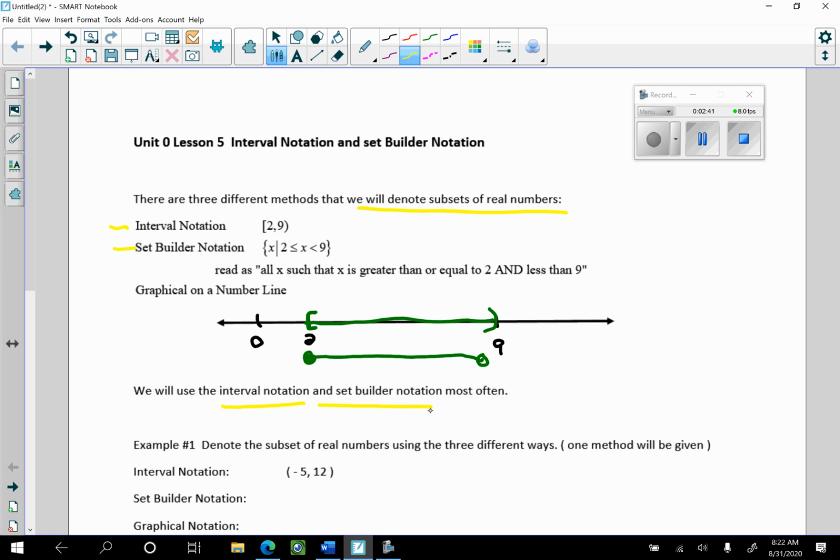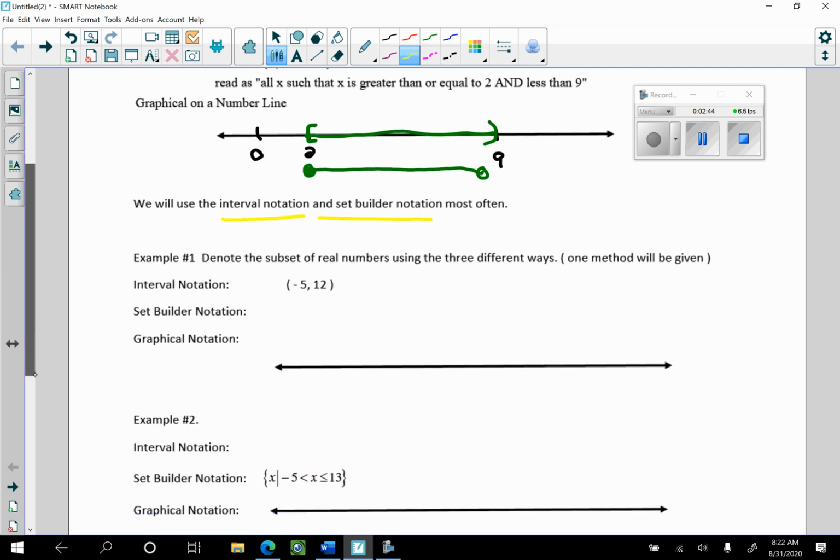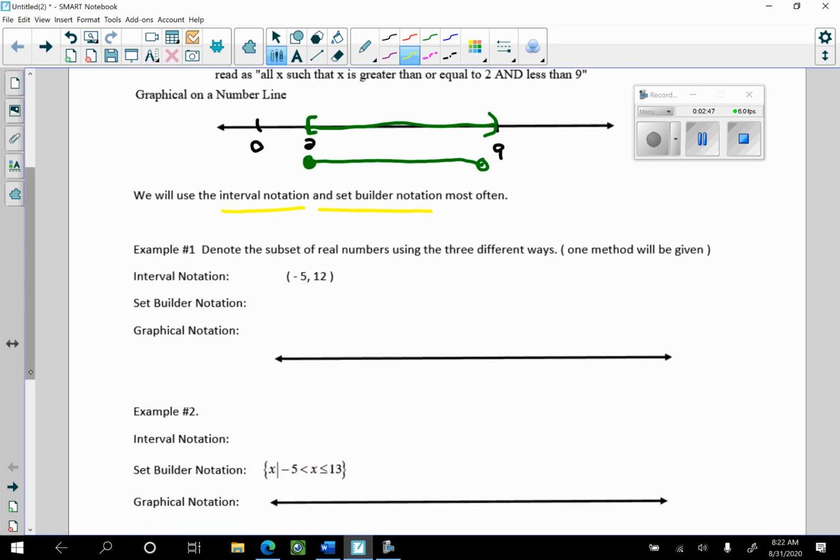So example number 1: denote the subset of the real numbers using the three different ways. One method will be given. The method that I'm giving here is the interval notation. That is not a point. That denotes a set. If I'm just writing out here in the world of mathematics and I go, hey, -5, 12, how do I know that that's not a point, or how do I know that that means an interval of numbers? You really don't. You have to read it in context of the statement.